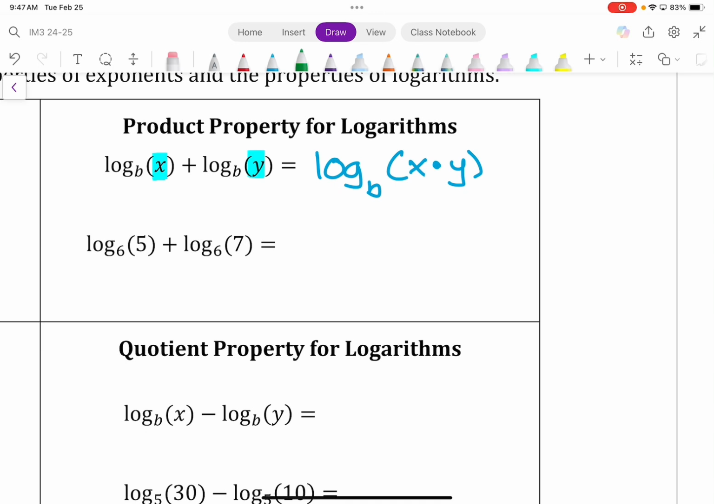Now using some numbers instead: log base 6 of 5 plus log base 6 of 7, we have log base 6 of 5 times 7, which is equal to log base 6 of what? What's 5 times 7? 35.